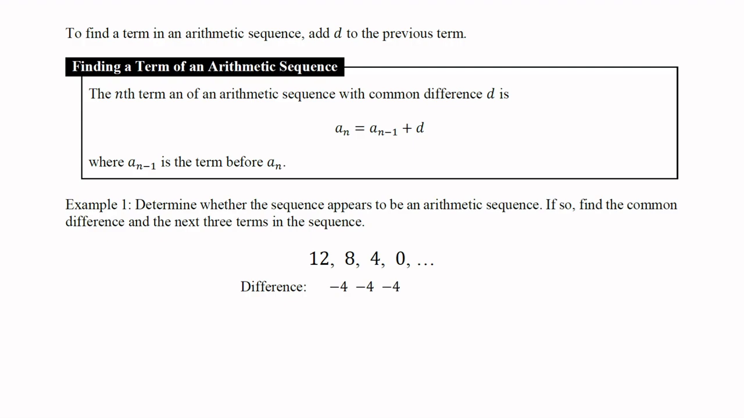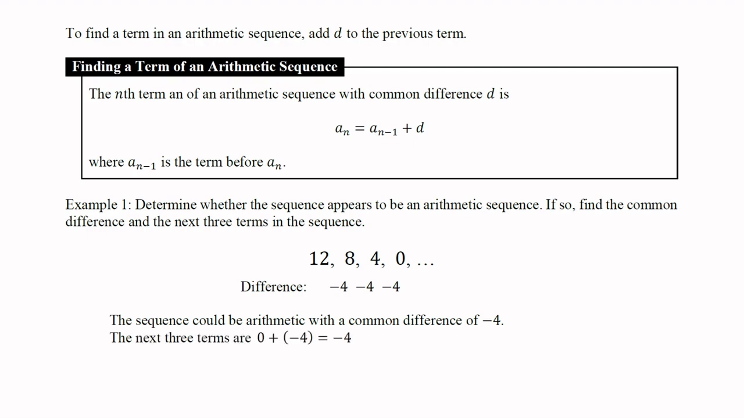Since we have the same value being subtracted each time, we do have a common difference, which means the sequence could be arithmetic if the sequence continues in the same pattern. And the common difference would be negative 4. So the next 3 terms would be 0 plus negative 4, which gives us negative 4, negative 4 plus negative 4, which gives us negative 8, and negative 8 plus negative 4, which gives us negative 12. Each succeeding term, we just subtract 4 from the previous one.